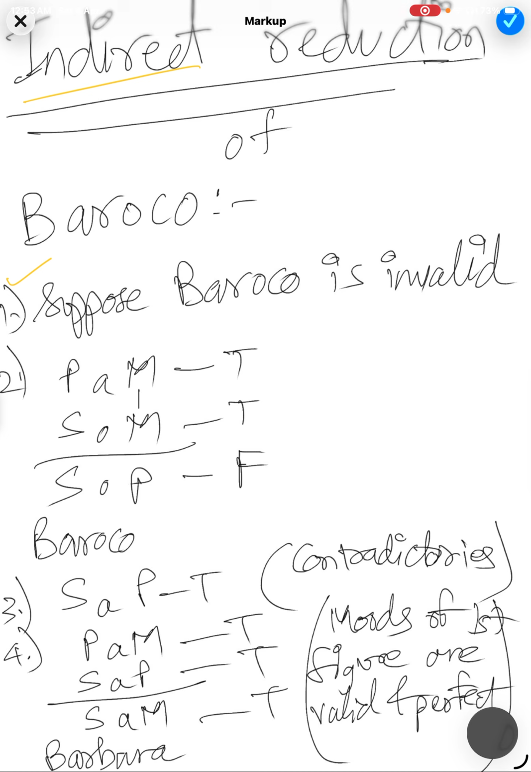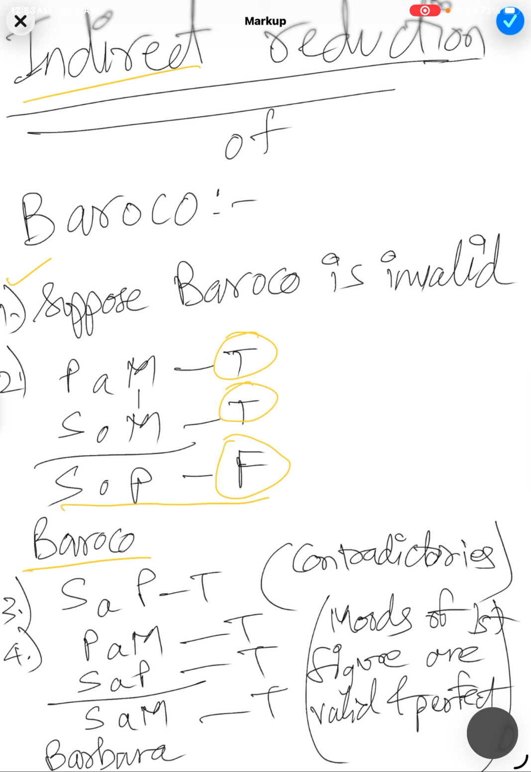Now, what will happen if any syllogism is invalid? You know that the premises will be true and conclusion will be false. If you want, you can go to the implication P implies Q truth table to understand this. The only case in which an argument is invalid is when you have true premises giving a false conclusion. So if we are assuming Baroco is invalid, then we'll get the premises as true and conclusion as false. This is Baroco.